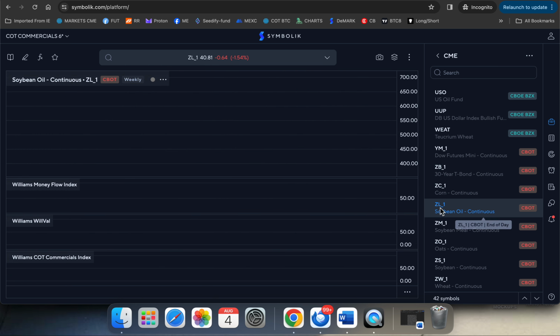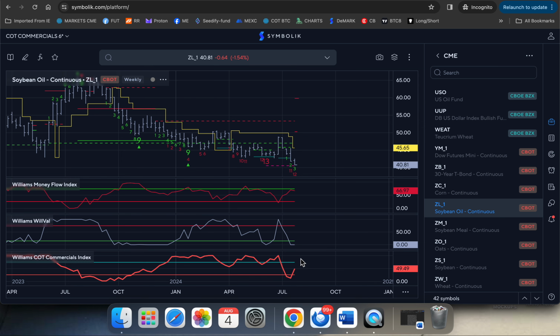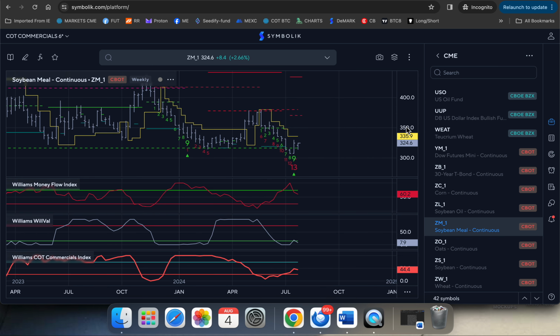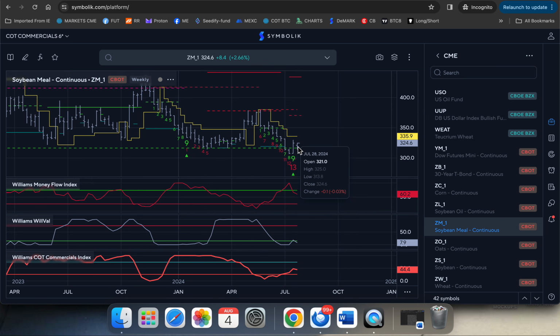So soybean oil, it doesn't look good. Soybean meal, same thing. You do have a 913. That's really good odds on that. It did go up last week. No, it actually went down a little bit. It rallied off of this doji tail, though. So I would guesstimate that probably goes up the next few weeks.